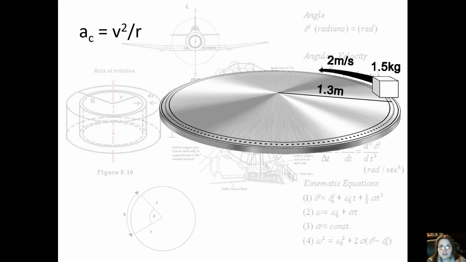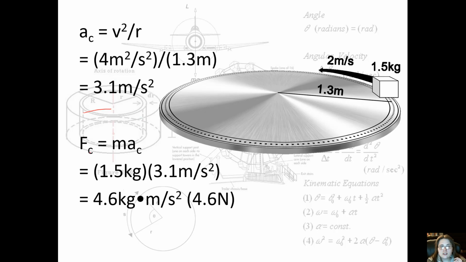So then we can just use our equation. Centripetal acceleration equals v squared divided by r. You plug in, and centripetal force is equal to mass times centripetal acceleration. It's equal to 1.5 kilograms times 3.1 meters per second squared, and you get 4.6 kilograms meters per second squared if you work it out, and that's equal to 4.6 newtons. It is a force, so newtons is the unit we want.